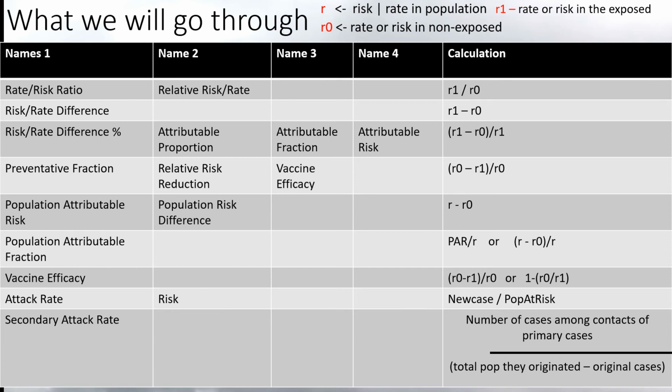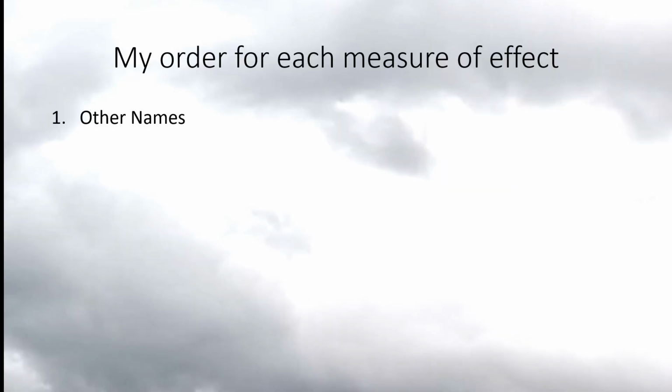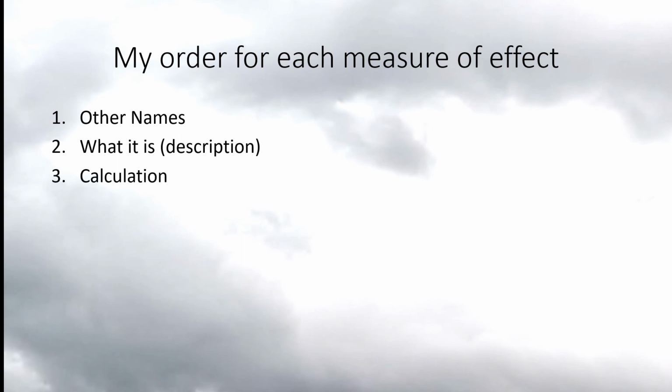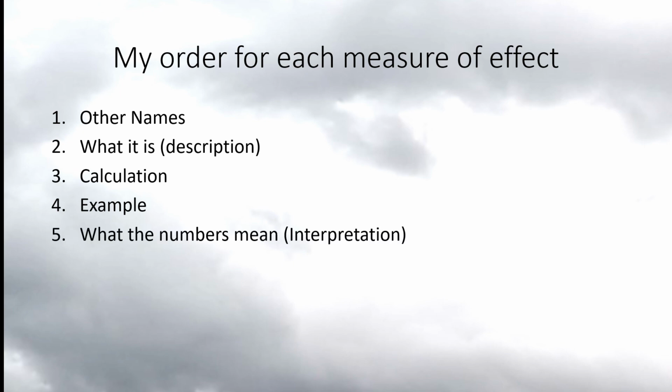Okay? Right then. My order for each measure of effect. So for each of the bubbles, the order it's going to go is I'm going to start off with the other names it is associated with. So just to get you clear on that. Then I will discuss what it is with a description. Then I will talk about the calculation. I'll talk about it in the R1 and R0 version and in exactly what it is in a paragraph, let's say. Then I'll give you an example of the calculation in effect. I'll come out with a number at the end of it, and then I will interpret what that number means.